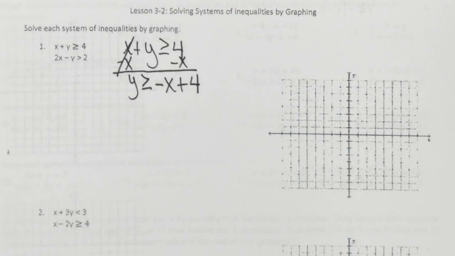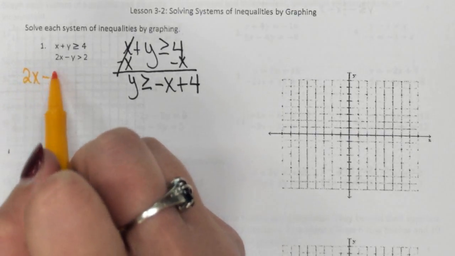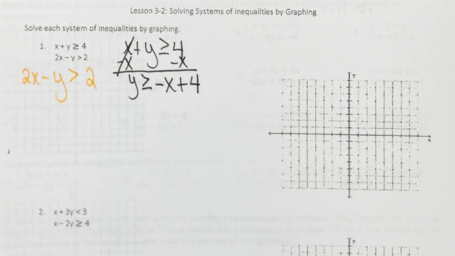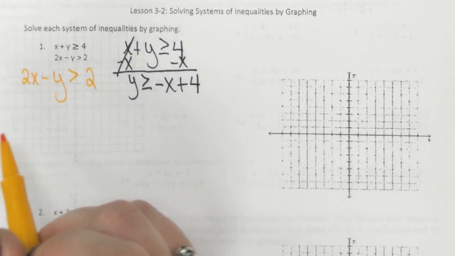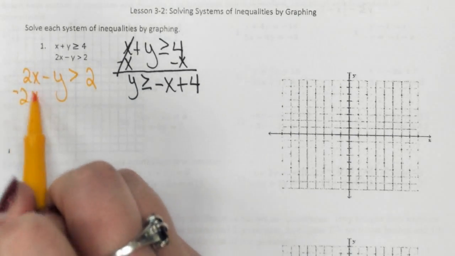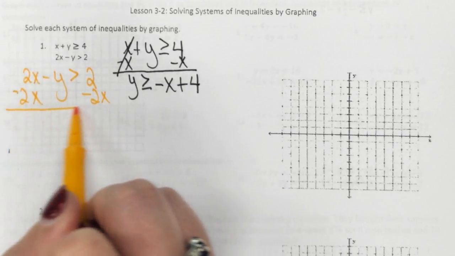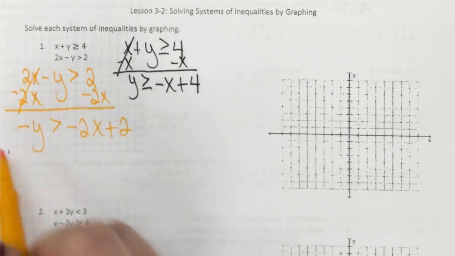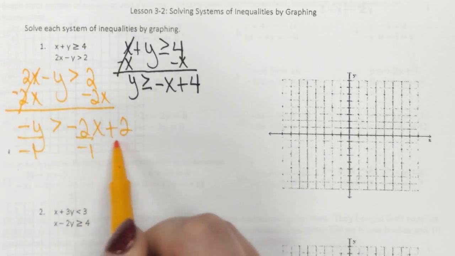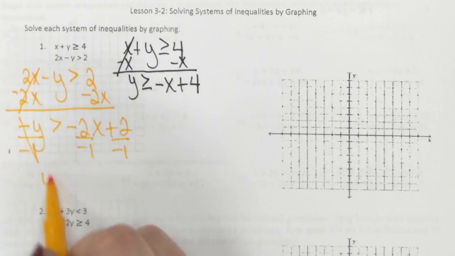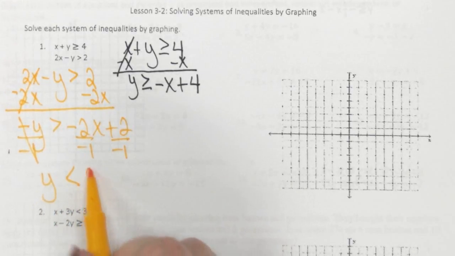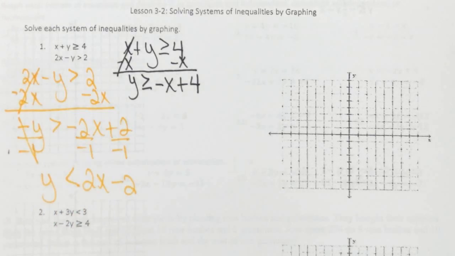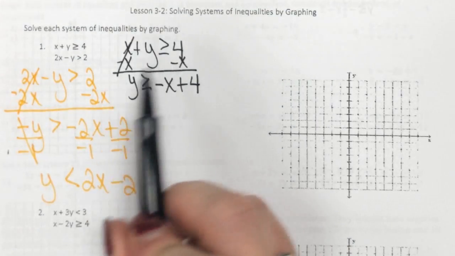What about this guy? 2x minus y is greater than 2. How do I do that one? Subtract the 2x. There you go. Divide everything by negative 1. Perfect. What happens to the inequality sign? Because you divided by a negative, it switches to less than, and that's y is less than 2x minus 2. Y'all okay? All right, let's graph this guy first.